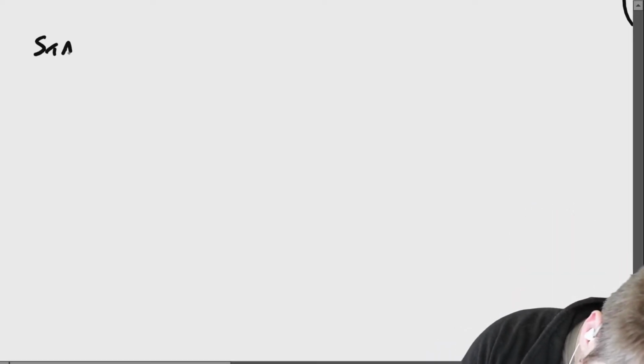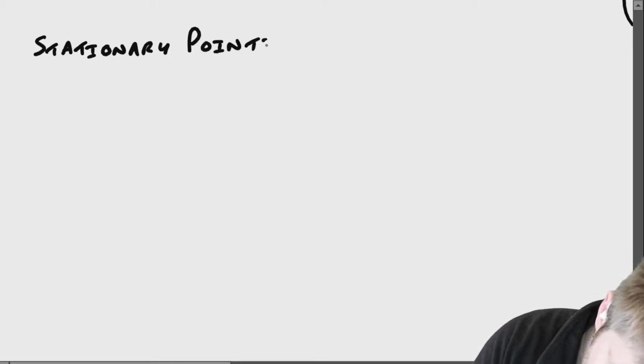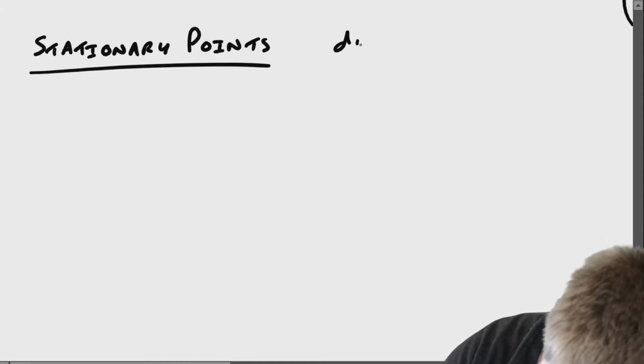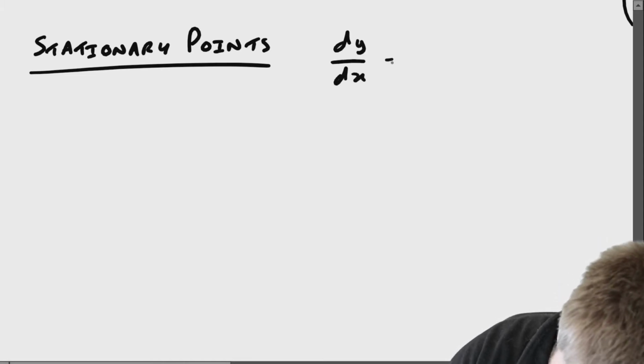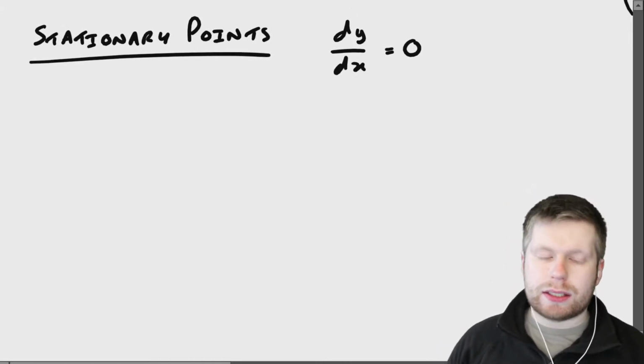Okay, so this is the final part of differentiation. Let's have a look at some questions to do with stationary points. Just remember that stationary points are the points on a curve which are either a maximum or a minimum. In order to find that, I need to first of all differentiate, set it equal to 0, and solve that equation. That's how I find my stationary points.